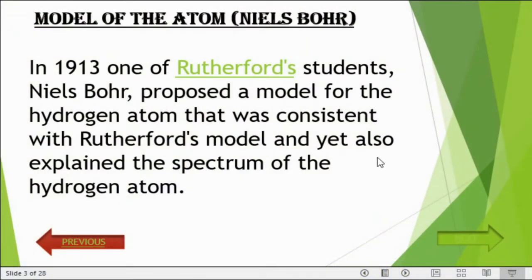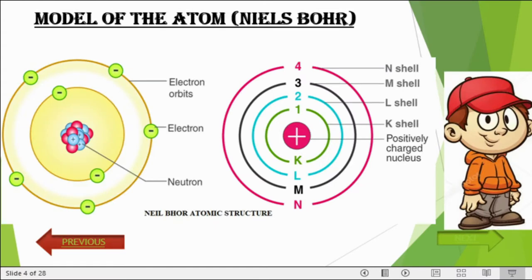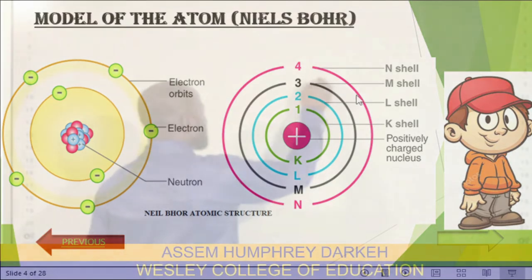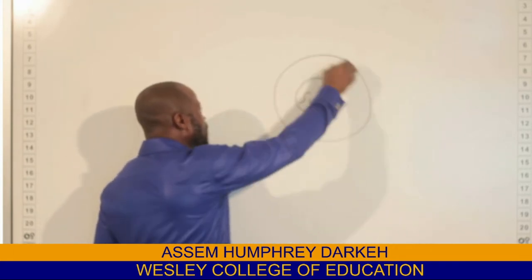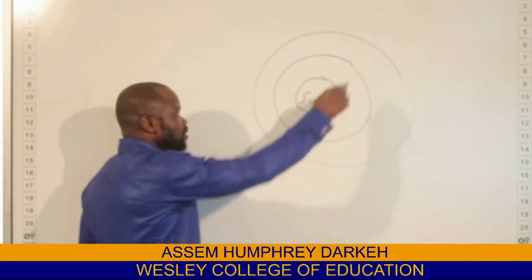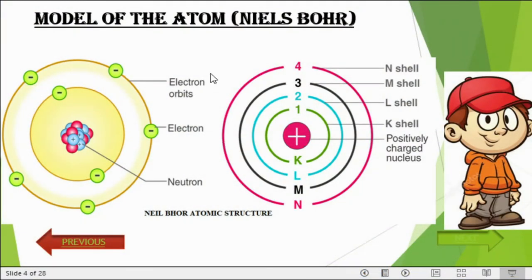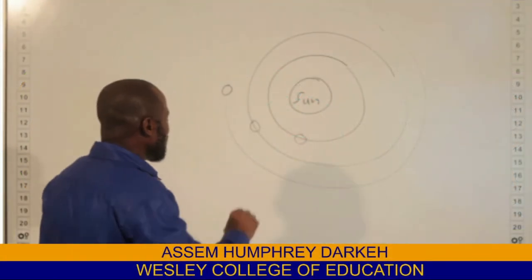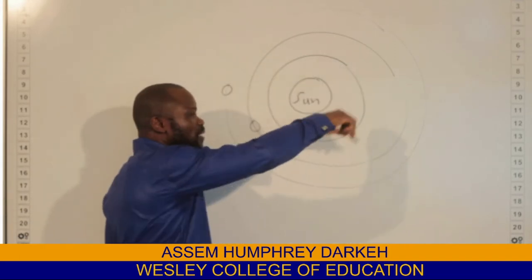Now he proposed this model of the atom, which looks like the solar system. What do we mean by the solar system? We know that the solar system has its central part being the sun, and this sun is surrounded by a number of planets. So if this is the sun, the planets are supposed to be orbiting the sun in this manner. And so Bohr likened his atom to this system, naming the sun as the nucleus of the atom, and then the planets, he proposed that they are supposed to be the electrons moving in these shells or orbits.